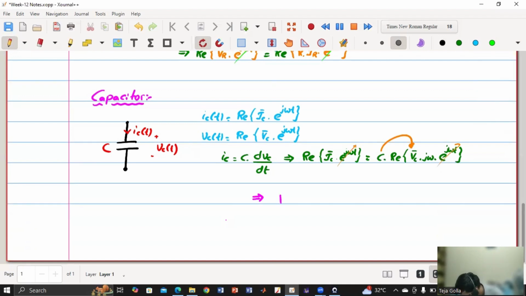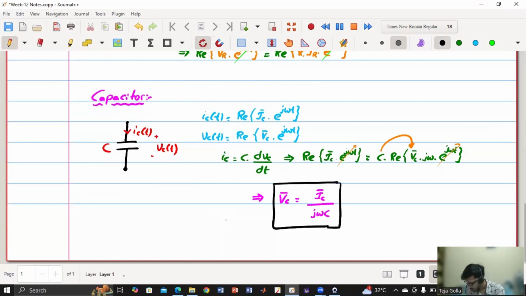VC phasor is equal to IC phasor by j omega. Clear? Any queries? I have taken C inside and then I have simplified. So basically what we are trying to do is, if you see, we have converted everything into phasors, which is an imaginary quantity. So that's why we are getting terms in j.